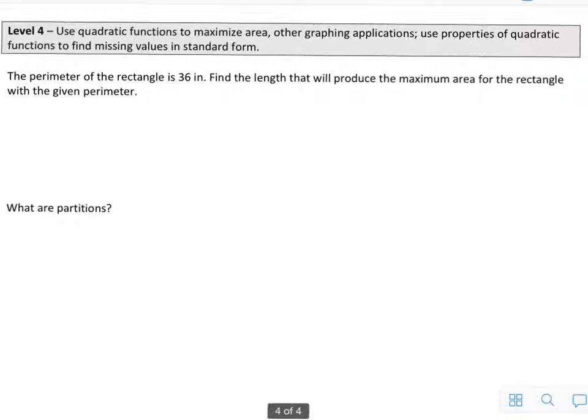The perimeter of a rectangle is 36 inches. Find the length that will produce the maximum area for the rectangle with the given perimeter. So let's first use what we know. Perimeter of a rectangle is going to be 2 lengths plus 2 widths, and in this case, we know that our perimeter is going to be 36 inches. Now we also know that area is going to be our length times our width.